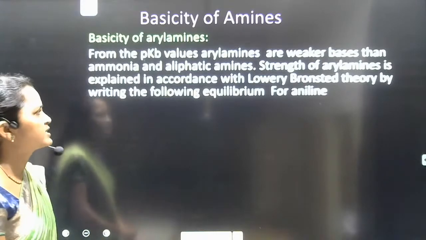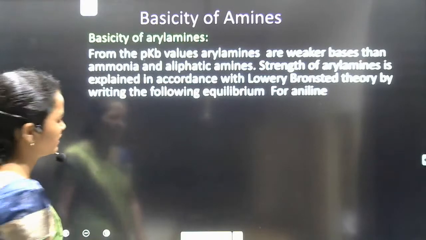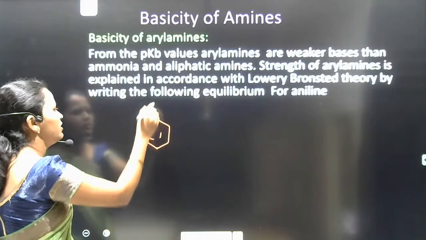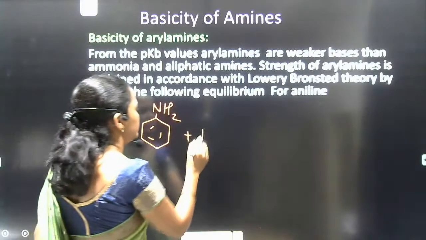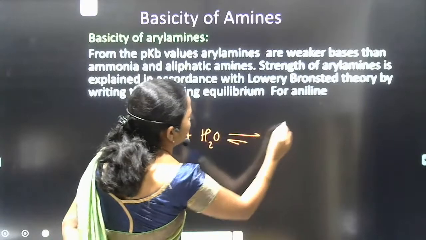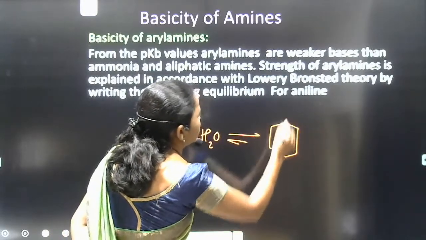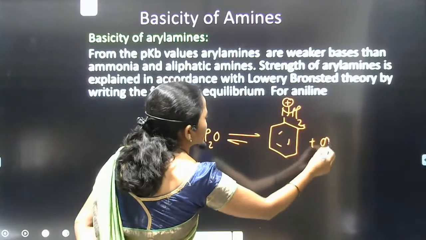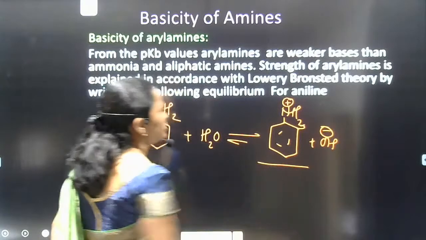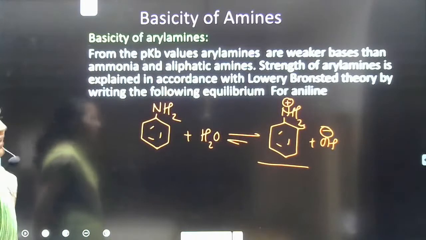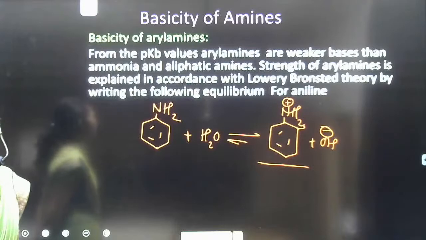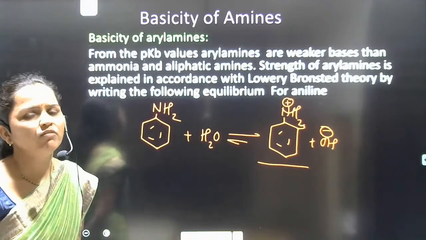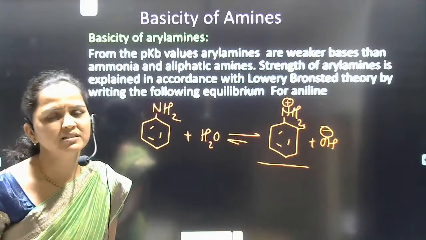Strength of aryl amine is explained in accordance with the Lowry-Bronsted theory. So when primary amine reacts with water molecule in equilibrium, it forms the anilium, NH3 plus, and OH minus ion. This anilium does not stabilize by the resonance effect, but this aniline is stabilized by the resonance effect. So this one is about the basicity of aryl amines in detail.